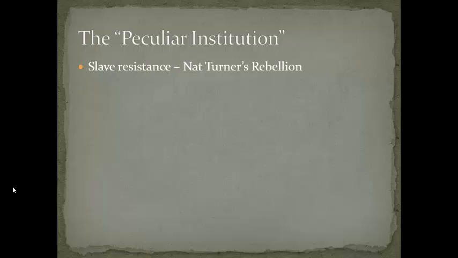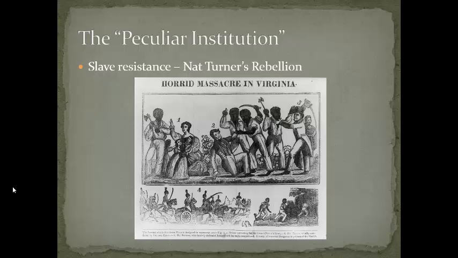Now, slave resistance is an interesting topic. There are actually very, very few instances of armed slave revolts in the United States. In fact, really the only good example of an armed, large-scale slave revolt is Nat Turner's Rebellion in Virginia. What happened was Nat Turner was a slave. He convinced large numbers of other slaves to seize weapons, and they tried to fight their way down to Florida.